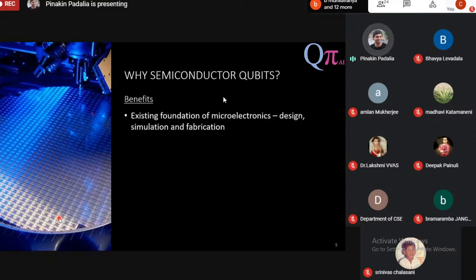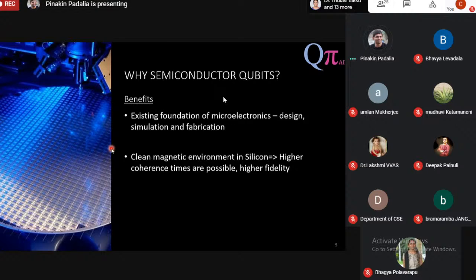You can imagine how the industry has scaled from the 1950s to 2000, allowing us to put trillions of transistors in a small area, a millimeter square, for example. And we want to leverage these developments to make sure that we use the existing technology and foundation to build a quantum system that can be integrated with the existing electronics.